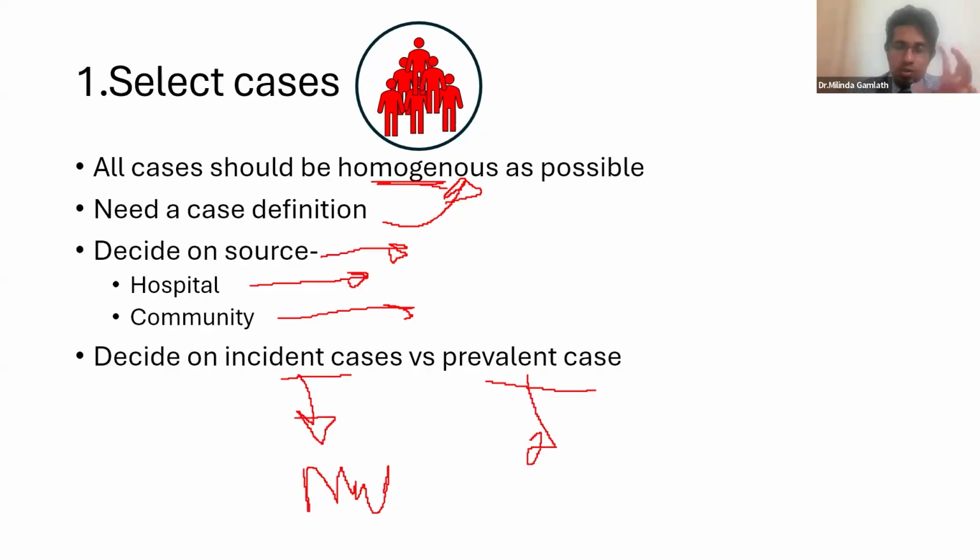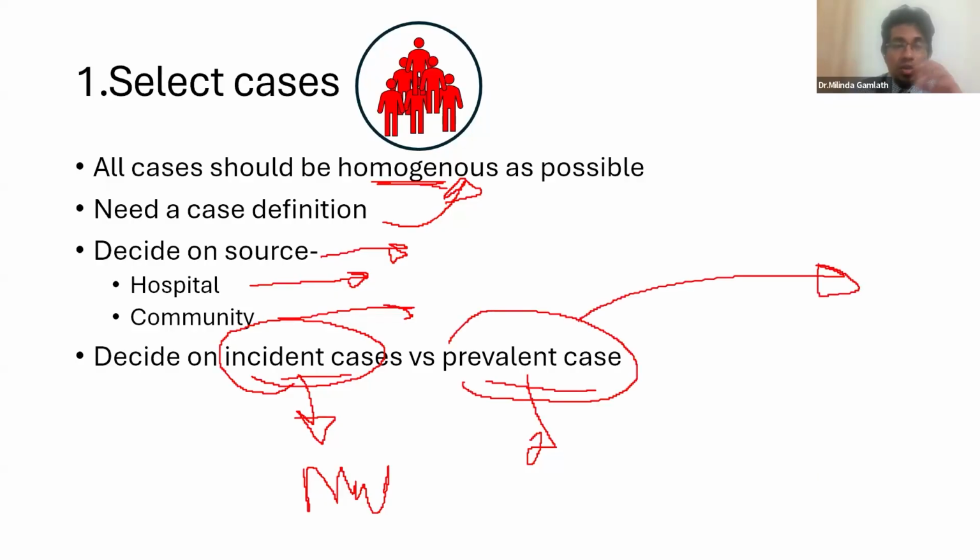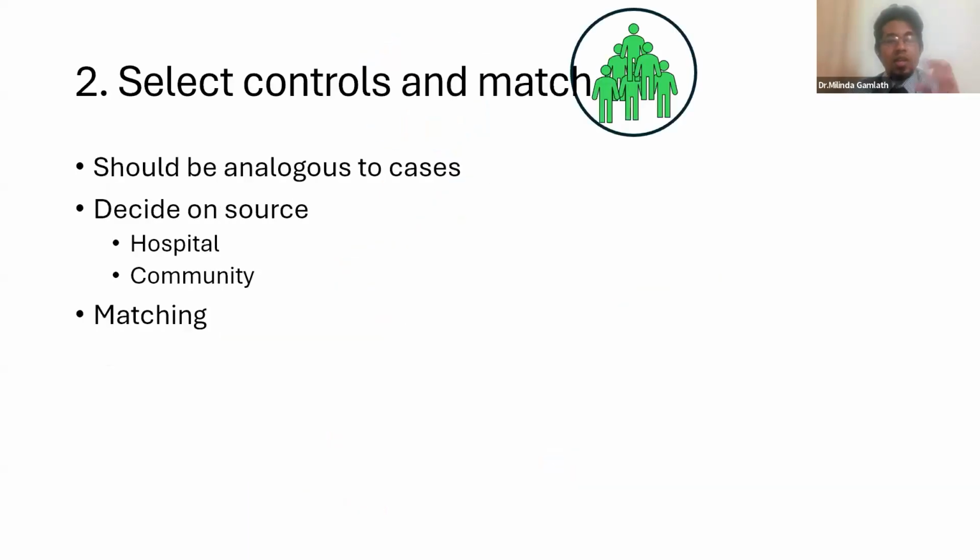Just for your knowledge, we prefer incident cases when we are doing case control studies, because with prevalent cases, after some time, some people might have got other complications or they might have died. So you might not get the full information you need from prevalent cases. So we prefer incident cases in case control studies. So that is how we select the cases.